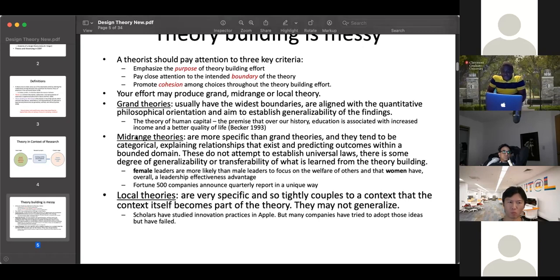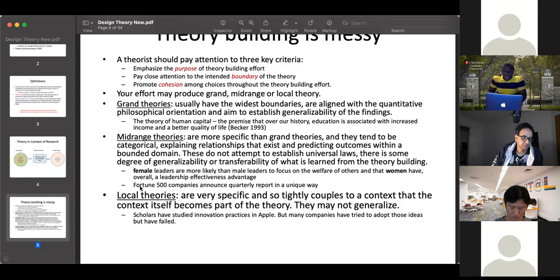So we have mid-range theories. These are more specific than grand theories. They tend to categorically explain relationships that exist, predicting outcomes within a bounded domain. They don't have a greater scope, and they do not attempt universal laws. Grand theories can establish universal laws of nature. We have a lot of them in the laws of thermodynamics, the first law, and the laws of optics. These are grand theories, universal laws in the natural sciences. But mid-range theories don't establish universal laws, they have a kind of boundary. There is some degree of generalizability or transferability, but not as wide as the grand theory.